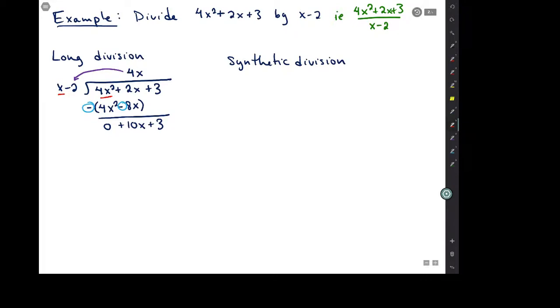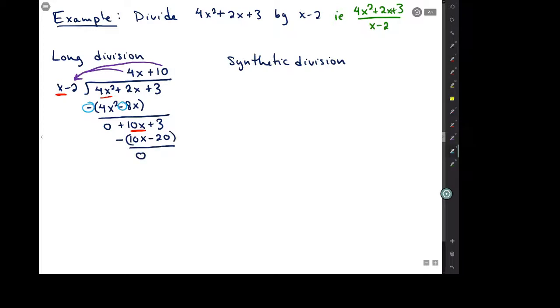So now again, I'm just going to look at my leading terms. I look at my x, and I look at this 10x, and I ask myself, what do I have to multiply by to get 10x? I ignore everything else. Well, I have to multiply by 10, so I put that up there, and again, I multiply that 10 by the entire expression x minus 2. So I have 10x minus 20. I subtract that off, and so my 10x's cancel. And again, do not forget to distribute that. So I have 3 plus 20.